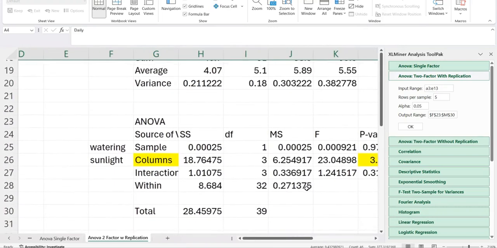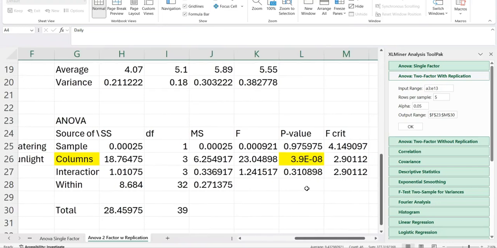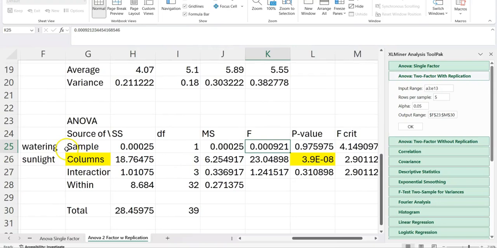So looking at that data, the p-value is not less than 0.05, and you have a very low F statistic, so that would mean that the watering does not matter.